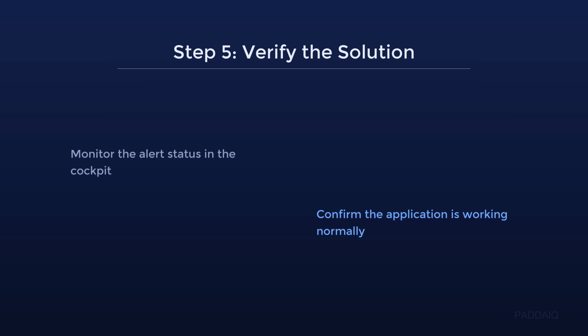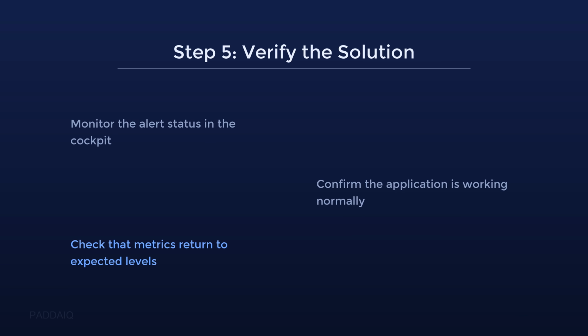Confirm the application is working normally. This means checking that your deployed app is accessible and functions as expected without errors. For instance, after deploying a sales report app, you would open it in a browser to ensure it loads and displays data correctly. This final verification ensures your solution is ready for use.